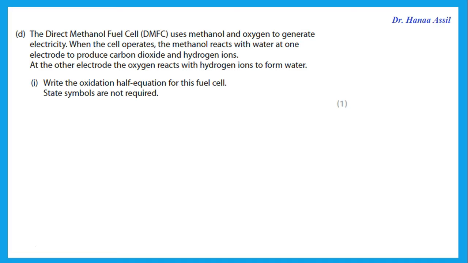And we are told to write the oxidation half equation for this fuel cell. So, where do we have the oxidation? That is the part that says methanol reacts with water, and we are told it produces carbon dioxide and H plus, and then we check, is this oxidation? This is oxidation, that means we're losing electrons, so we have electrons after the arrow, and then you need to balance so that the atoms and the charges are balanced.